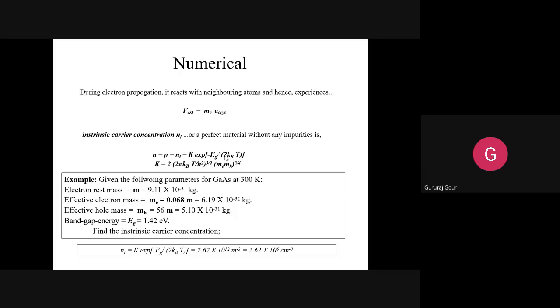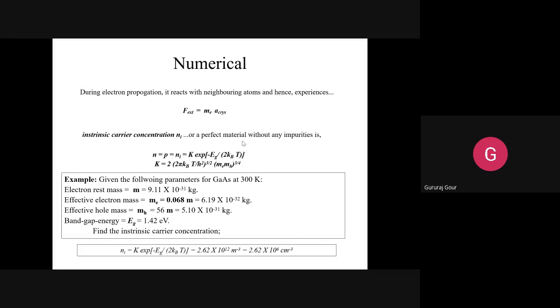Here K is the proportionality constant given by the equation 2 pi kB T divided by h squared, to the power of 3 by 2, into Me and Mh to the power of 3 by 4. Me indicates the effective electron mass, Mh the effective hole mass. For knowledge purposes, I have seen such numericals for 2 or 3 marks, very simple problems. If you know this formula, you can substitute the values and fetch the marks.